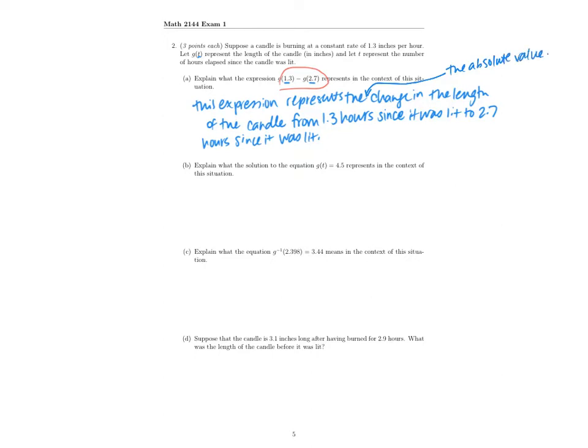In other words, the change in the length is going to be a negative number, because the length of the candle is decreasing. But this expression is going to give us a positive number, so it's the absolute value of that. Okay, explain what the solution to the equation G of T equals 4.5 represents.